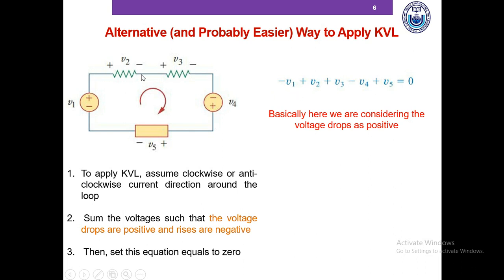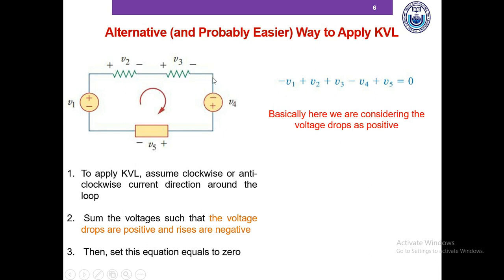Again, for V2 here, we're going from higher potential to lower potential. So this is a voltage drop, so we don't have to worry about the sign, it's plus V2. Again, as we go through the resistor, we're going from higher potential to lower potential, and this is a voltage drop, and since it's a voltage drop, we didn't have to worry about the sign, we just write plus V3.